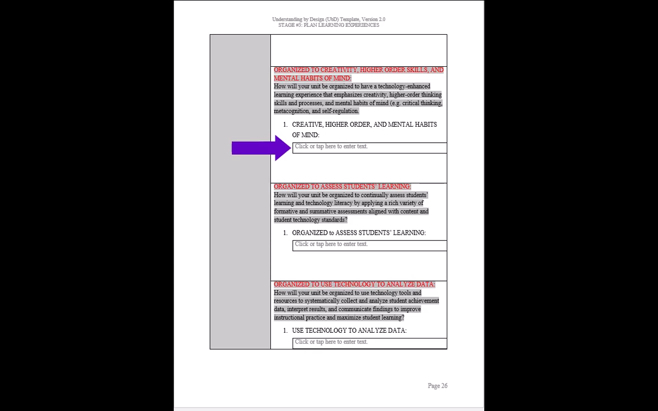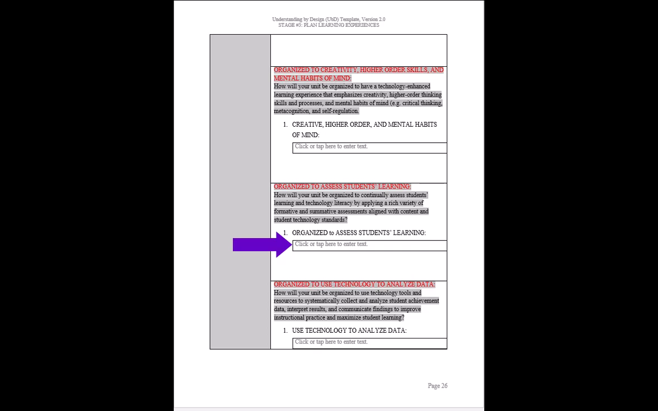The fourth subsection is Organized to Assess Students' Learning. In this subsection, you will discuss how your unit will be organized to continually assess students' learning and technology literacy by applying a rich variety of formative and summative assessments aligned with content and student technology standards.